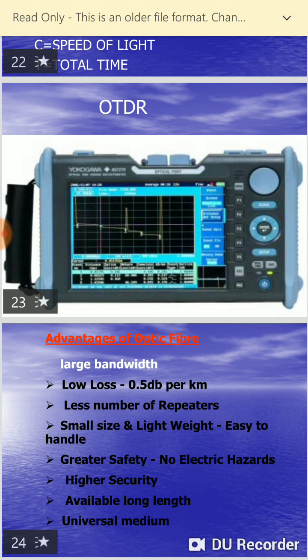Then advantages of optical fiber cable: it provides large bandwidth, low loss of 0.5 dB per kilometer. Because of the low loss, fewer repeaters are required. Optical fibers are small in size and lightweight, so they are easy to handle. They have more safety, no electrical hazards, higher security, and are available in long lengths.